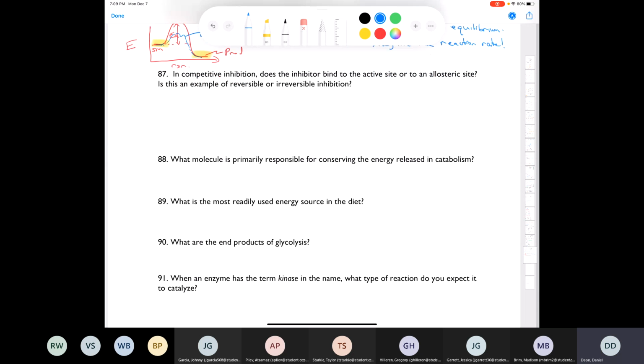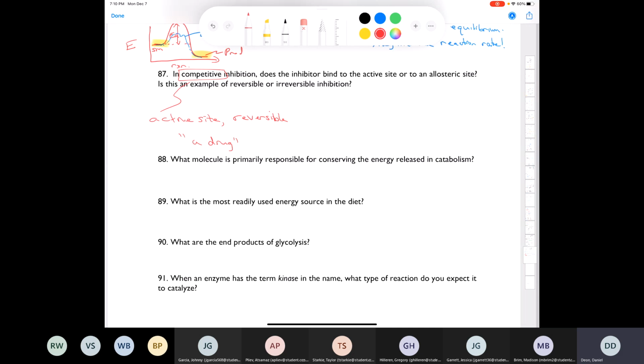Number 87, still on enzymes. It says in competitive inhibition, does the inhibitor bind to the active site or to an allosteric site, and is this an example of reversible or irreversible inhibition? Well, if it's competitive inhibition, the inhibitor is going to bind at the active site, and that's going to be reversible. The classic example here would be a drug. A drug is going to bind in an active site, but we know that if you take a drug, it's not going to be in your system for the rest of your life. You're going to metabolize it and it's going to leave. Why? Because it's a reversible binder.